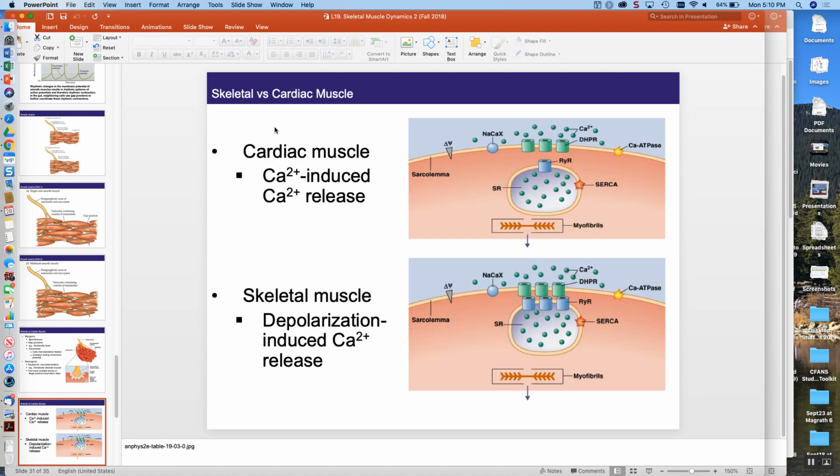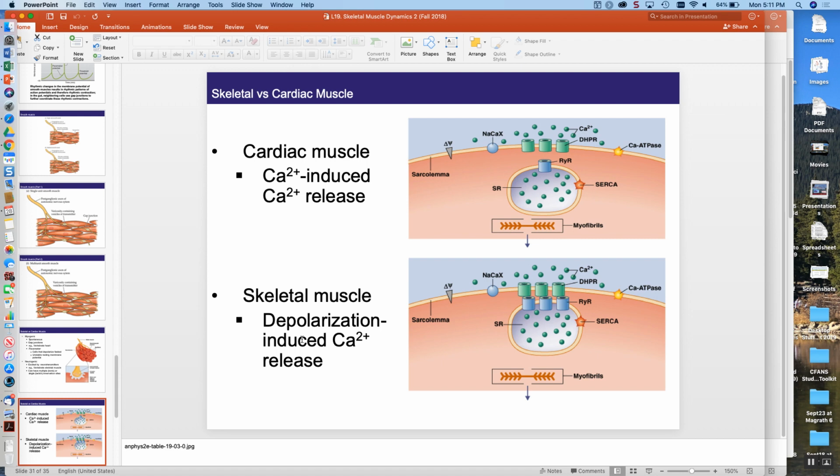Also, major difference between the two: the dihydropyridine receptor and the ryanodine receptor. In cardiac muscle, they are not physically interacting. This again is called calcium-induced calcium release. Calcium actually can be conducted by dihydropyridine receptors. It can move through that voltage-gated calcium channel. And it's calcium that binds to the ryanodine receptor and opens up that channel. Calcium-induced calcium release.